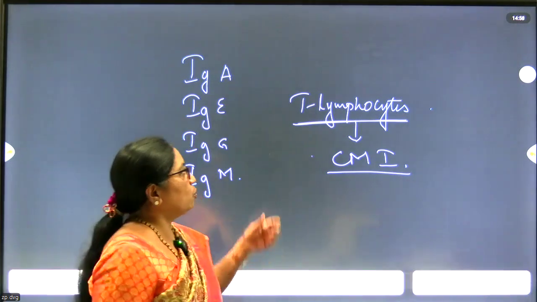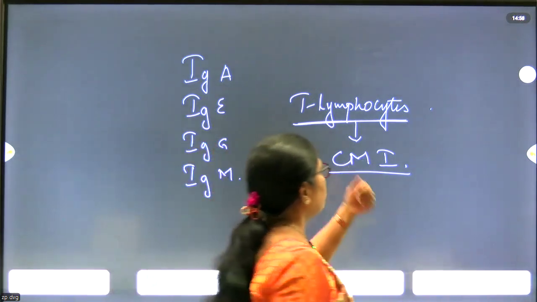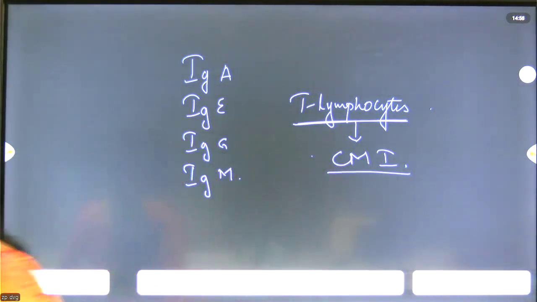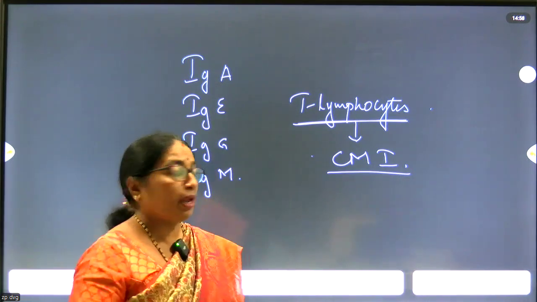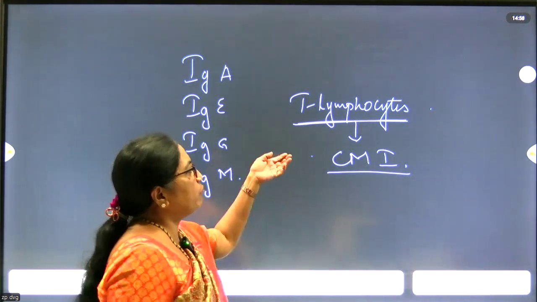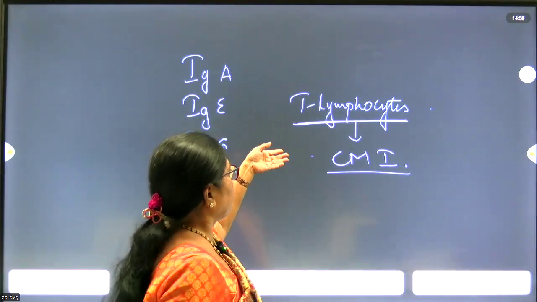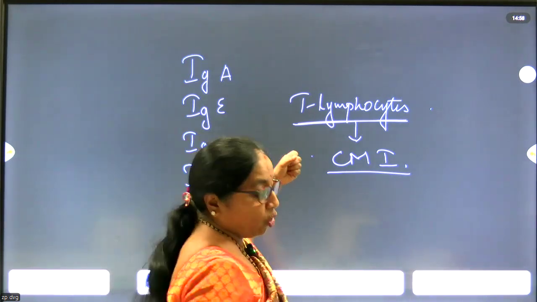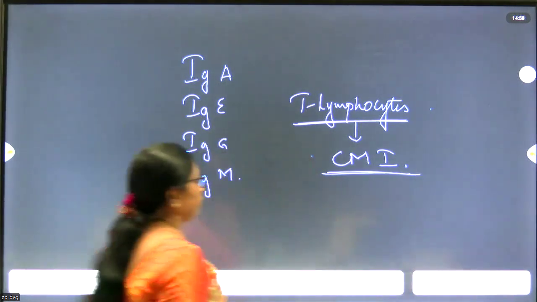In spite of that, the T lymphocytes, that is the cell mediated immunity, are responsible for the organ rejection, and they are going to produce the cell mediated immunity.